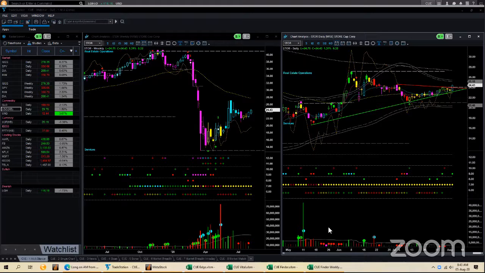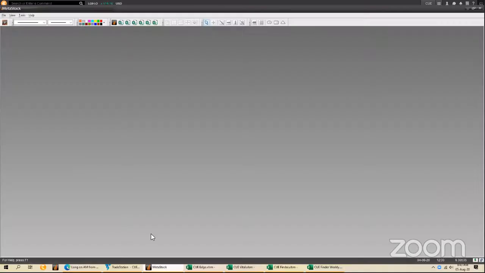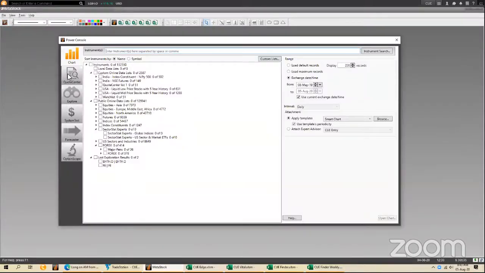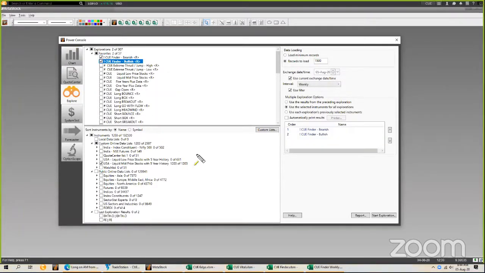Market is looking bullish. Let's look at Finder, see what that says. I ran Finder, that is the two combo scans that we have in Q Global. Q Finder bearish, Q Finder bullish. I ran it on this symbol list having about 1200 stocks, mid-price stocks between $10 to $110, liquid stocks with at least 5 years history.